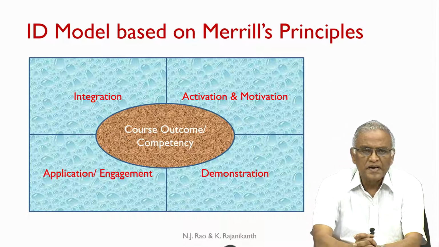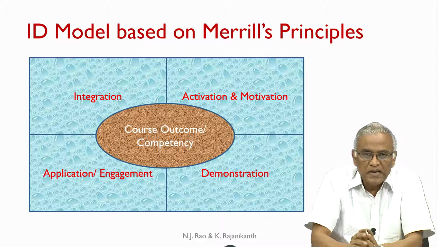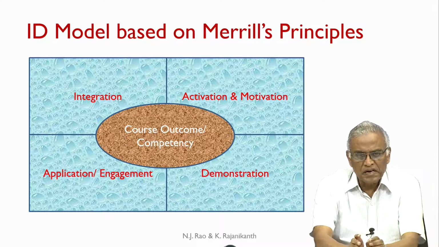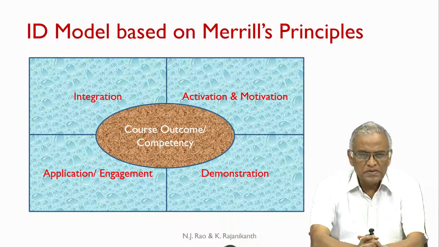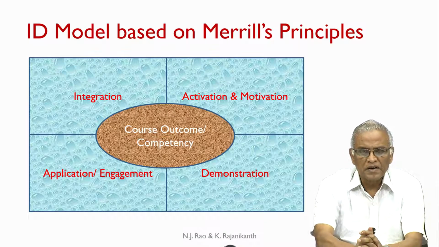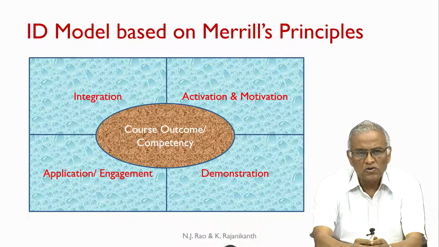Now, this is the ID model. It is based on Merrill's principles. It is not exactly what Merrill proposed. The wordings are slightly different, but essentially the model is the same. So, the starting point for Merrill's principles is what you call the real world problem. So, that is at the center. That real world problem we are replacing by the words, either you call it course outcome or competency.